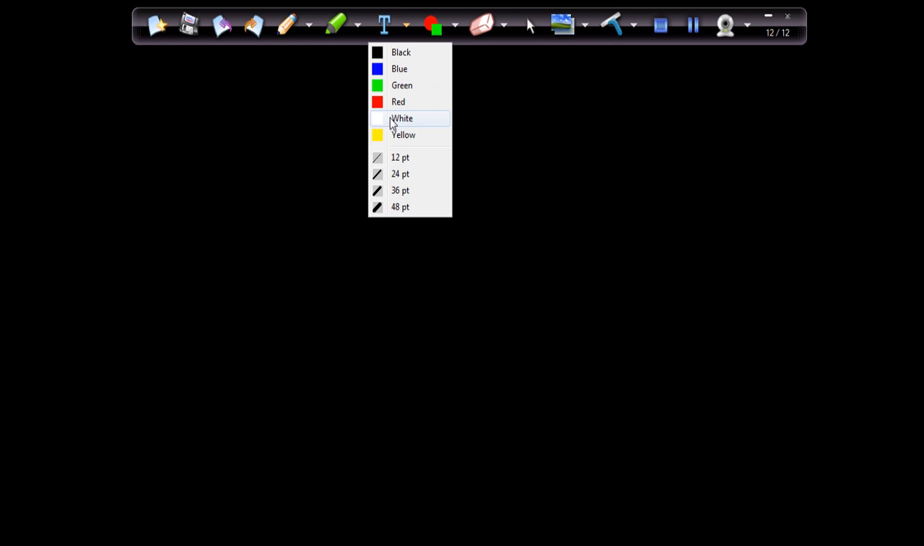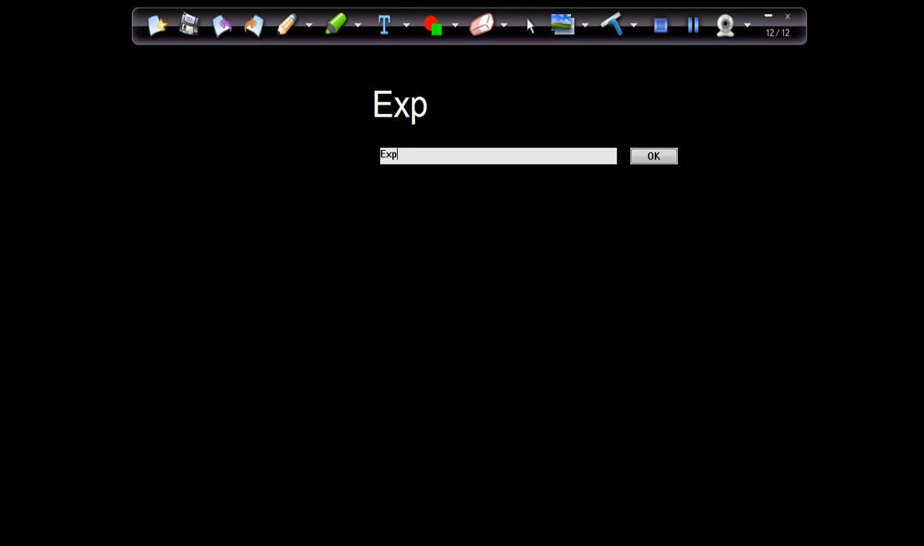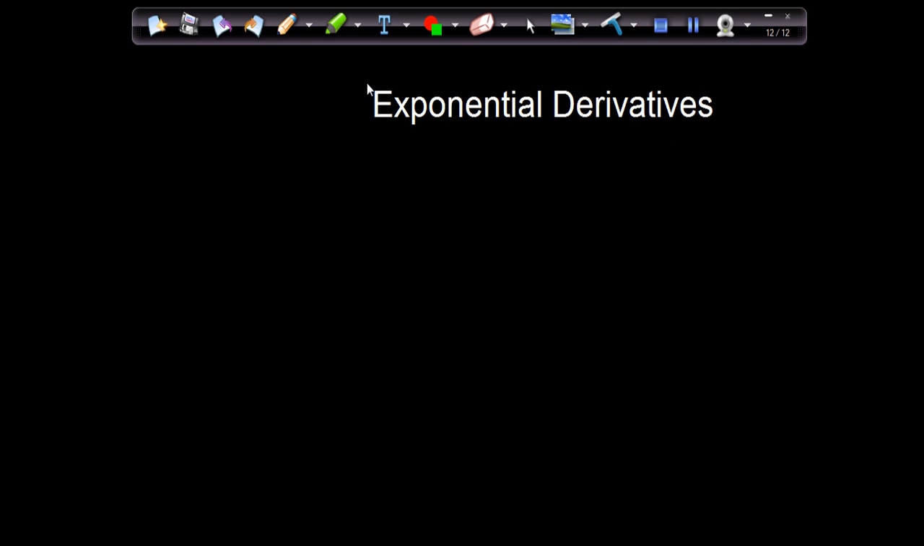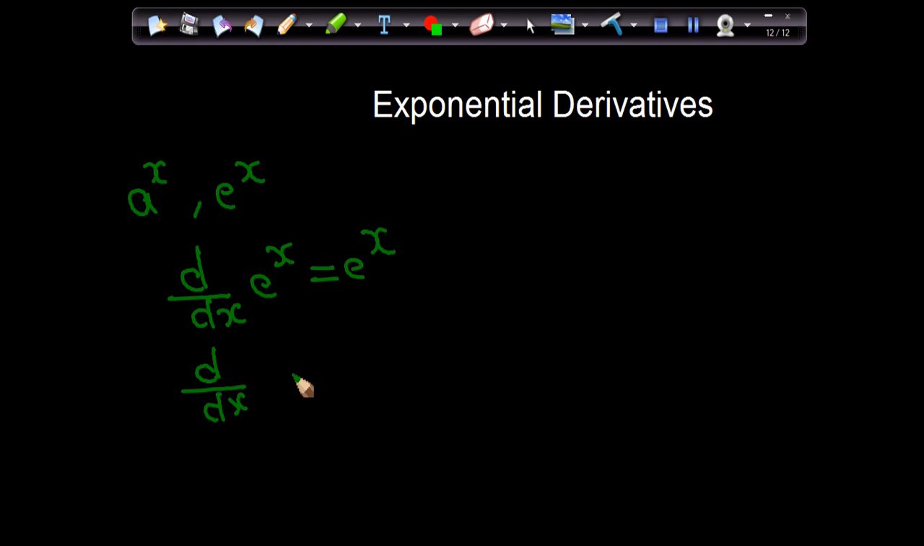Can you guess what are the different exponential functions we have? What are the different exponential functions we have? E power x, and we also have a power x. What is the derivative of e power x? The derivative of e power x is e power x itself, and the derivative of a power x is a power x into ln of a.